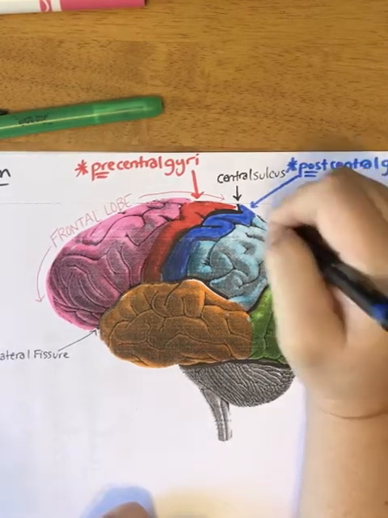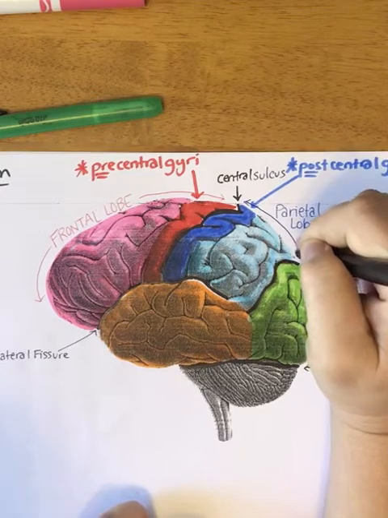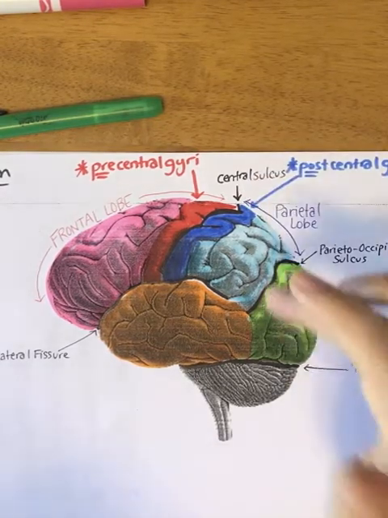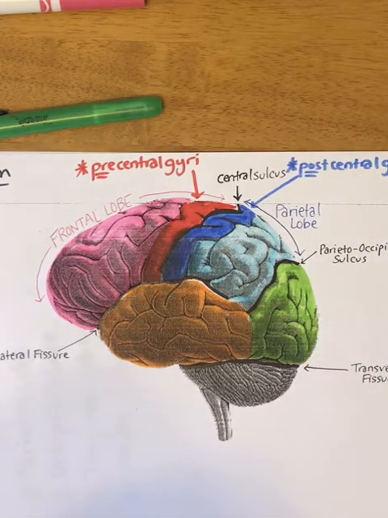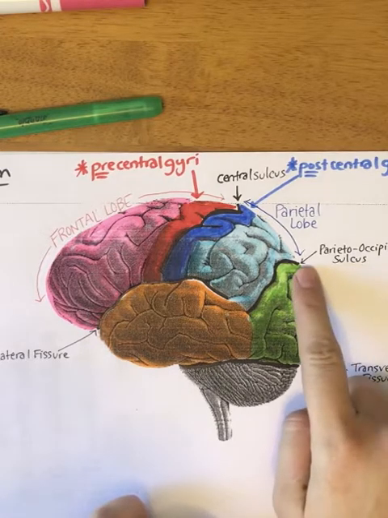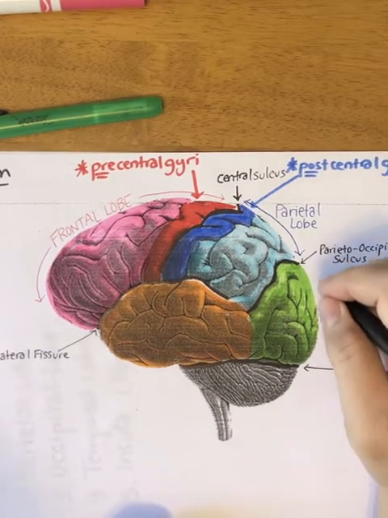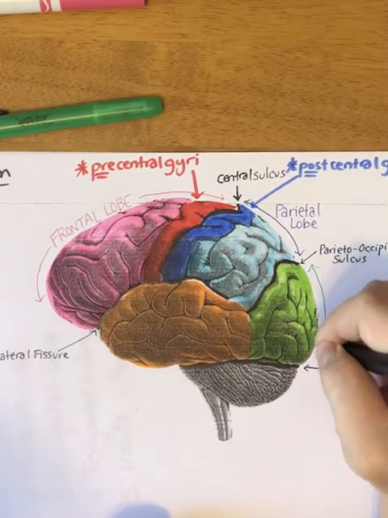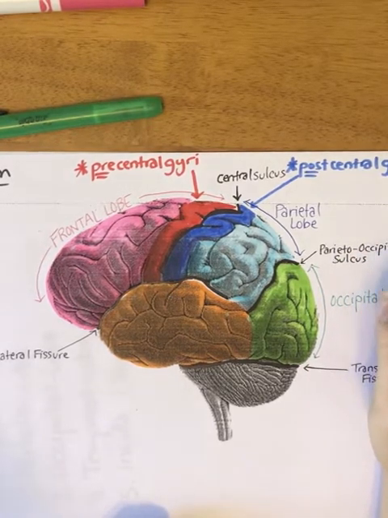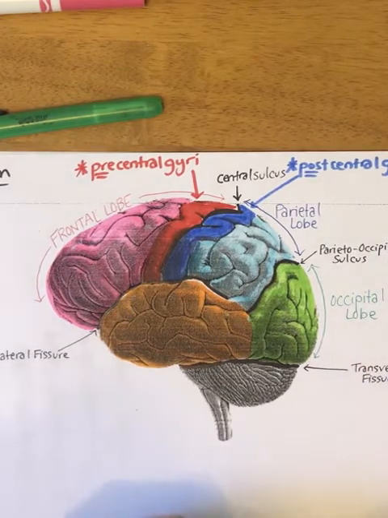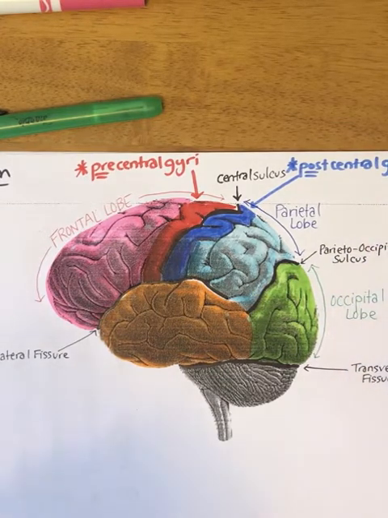So on the test, I might ask you, how do you divide the frontal lobe from the parietal lobe? The answer would be the central sulcus. Now, how do you divide the parietal lobe from the occipital lobe? Your answer would be the parietal occipital sulcus. This is the anatomical landmark that divides the lobes. So in the back, this is known as your occipital lobe. The occipital lobe is going to start posterior or after the parietal occipital sulcus.